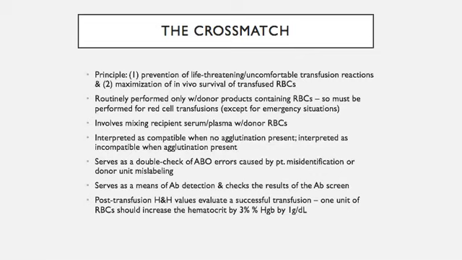A post-transfusion H&H value should be evaluated for a successful transfusion. So presumably the patient has had either a CBC or an H&H done before the transfusion, and that's what determined the need for the transfusion. Then they're going to transfuse the red cells, and then they want to do an H&H after the transfusion to make sure that it was successful. So 1 unit of red cells should increase the hematocrit by 3% and the hemoglobin by 1 gram per deciliter.